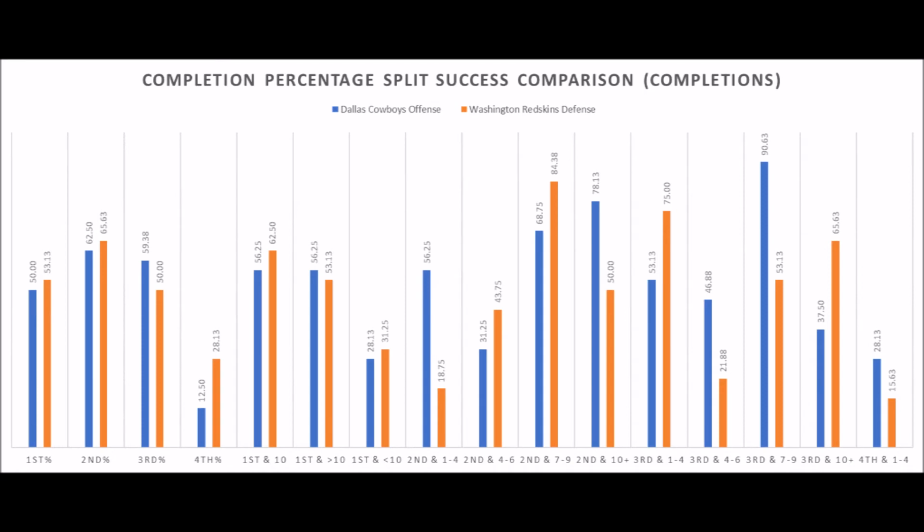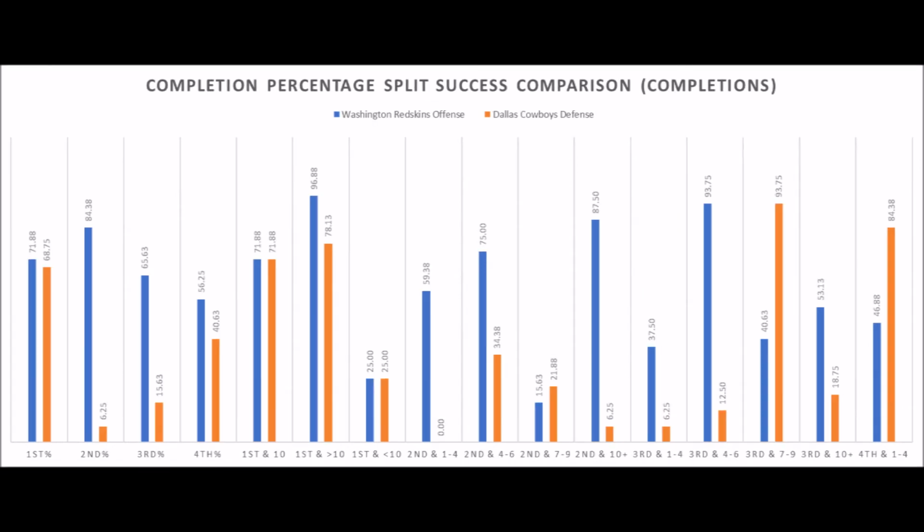Then, of course, we look at the Redskins offense versus Cowboys defense. In this particular area, I would say it goes to the Redskins. Redskins have a big advantage when it comes to completion percentage on second and third down, which are money downs, and further highlights a lot of the issues that the Cowboys defense has, which is they just don't do that well against the pass, especially when it comes to preventing completions.